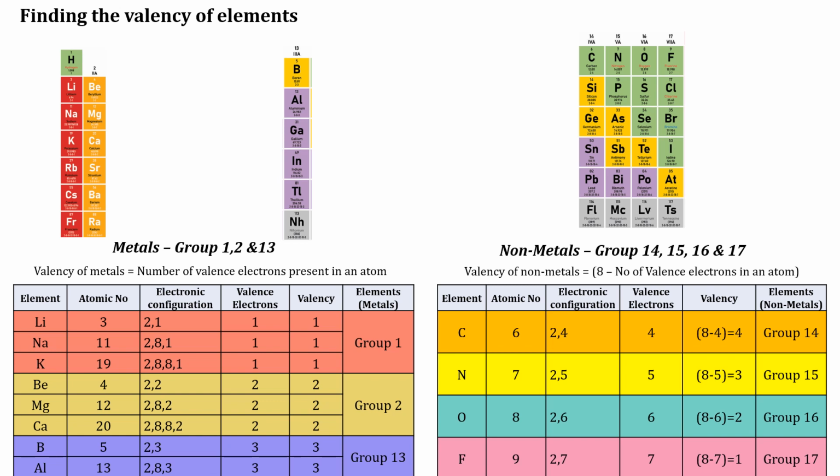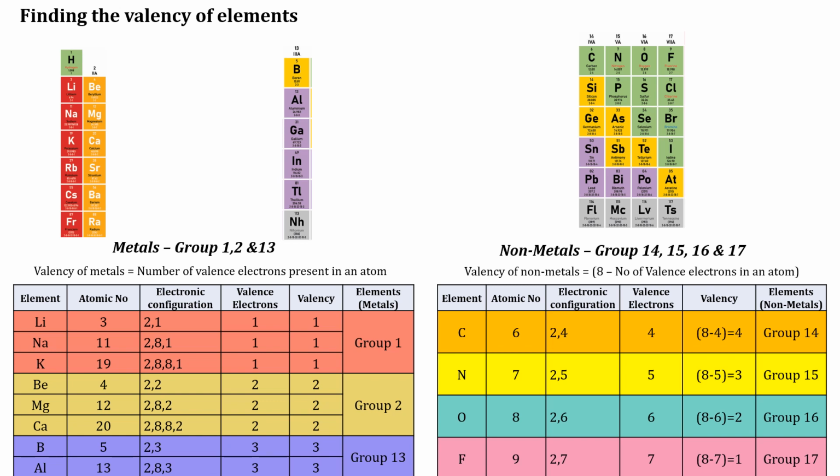The electronic configuration of these elements: lithium 2 and 1, sodium 2, 8 and 1, potassium 2, 8, 8 and 1. These elements have valence electron 1. So they have the tendency to lose this electron to attain octet configuration. Hence, its valence is 1. In the same way, group 2, beryllium, magnesium, calcium have 2 valence electrons. So, they are ready to lose 2 electrons to attain octet configuration. Hence, its valence is 2.